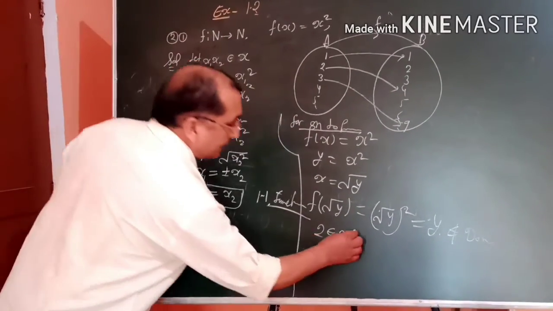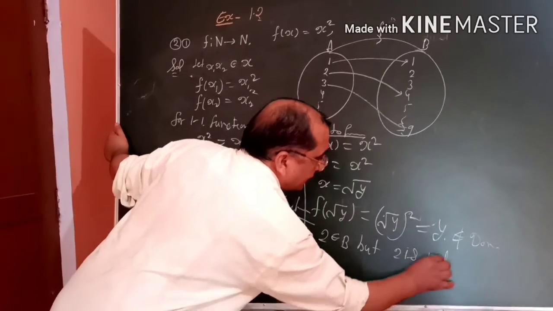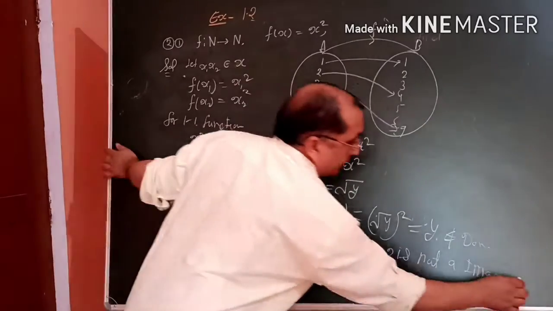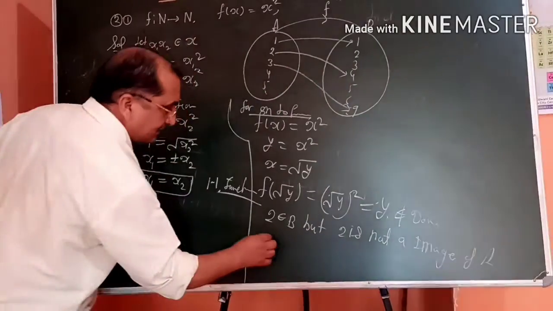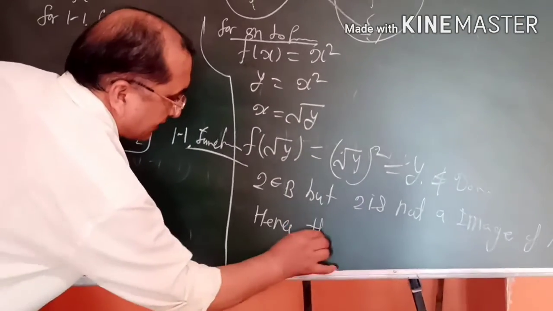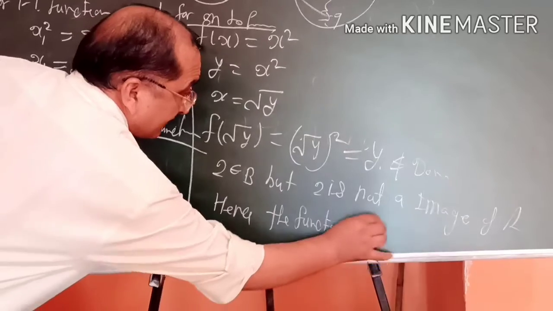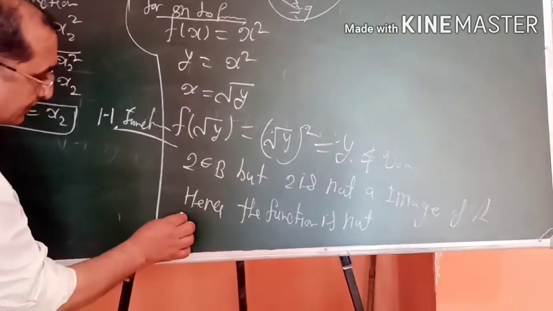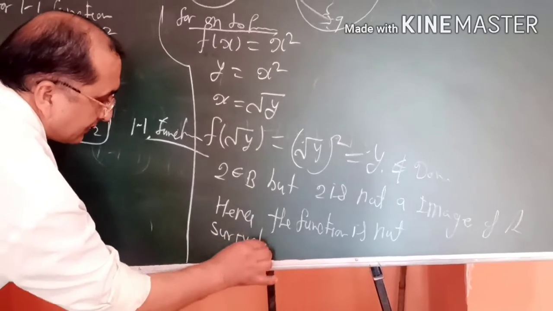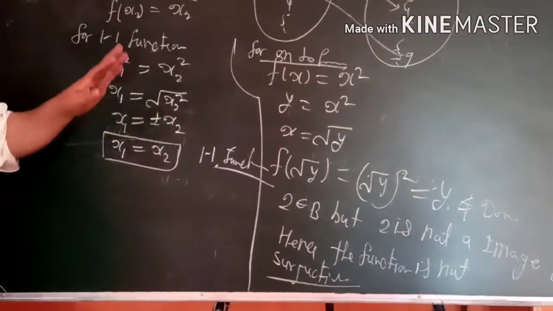2 belongs to B, but 2 is not an image of A. Hence, the function is not surjective. Surjective means onto function. This is not an onto function.